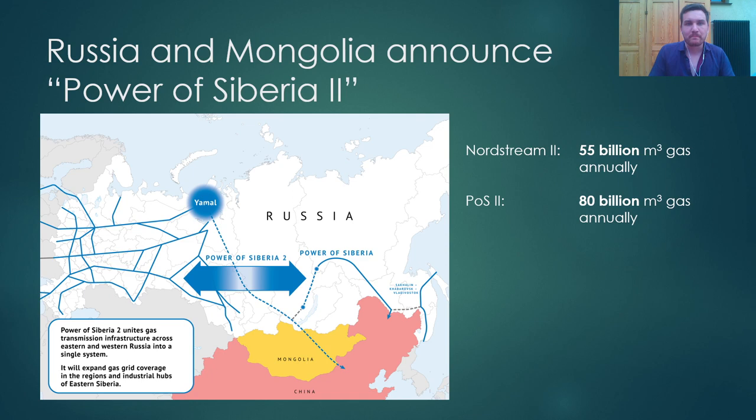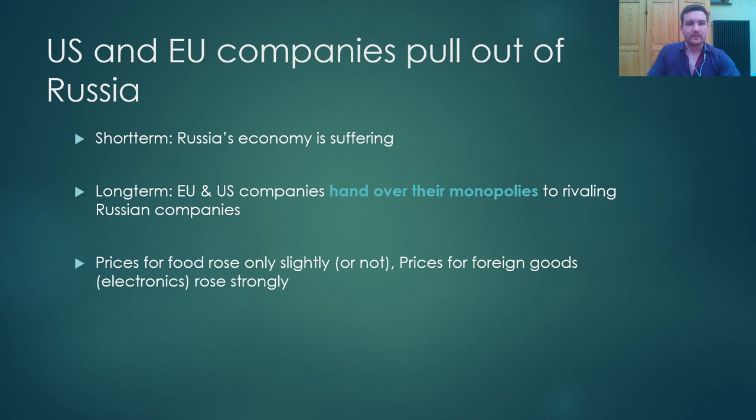So what we now find is basically both sides of the conflict, NATO and Russia, are throwing out their joker cards. They both are activating their trap cards, so to say, and we will see who's winning this trade war. The United States and EU companies pull out of the Russian economy, and again I would argue that in the short term this means an enormous suffering for Russia's economy. But in the long term, this means basically that Europe is handing over their monopolies in the Russian economy to Russian companies. And because Russia is food sufficient, the prices for food rose only slightly. So you will not see mass starvation in Russia.